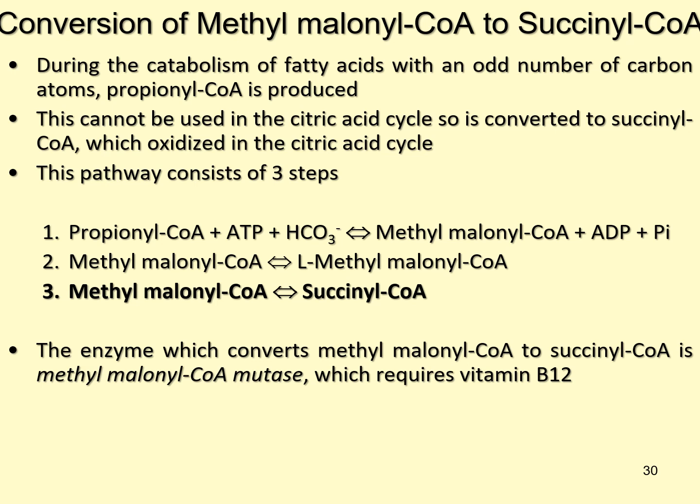Succinyl-CoA, simply by using what? A racemase or isomerase enzyme, and then the 5-deoxyadenosylcobalamin as a coenzyme. So the enzyme which converts methylmalonyl-CoA to succinyl-CoA is what? Methylmalonyl-CoA mutase, which requires vitamin B12 as a coenzyme.